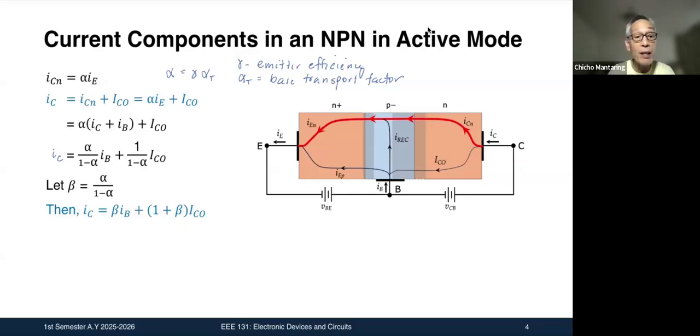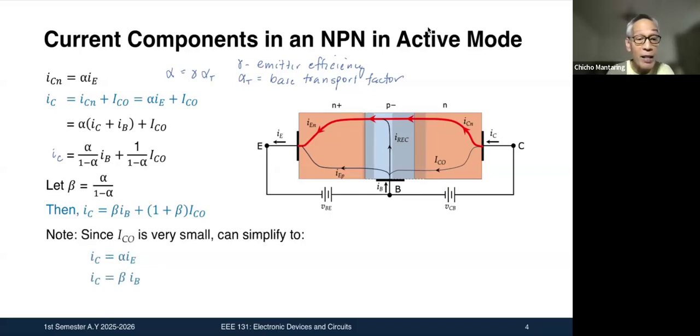Okay, now remember that ICO is very small, and therefore, at the end of the day, you can neglect it most of the time at least, so that you have IC is just alpha IE, so that's from this equation, neglecting ICO, so this one. And here, IC is equal to beta IB, so neglecting this particular term. Okay, and this is the equation that you were very familiar with in EEE 123. Again, this is just a review.